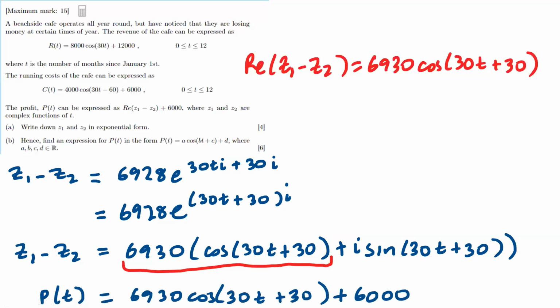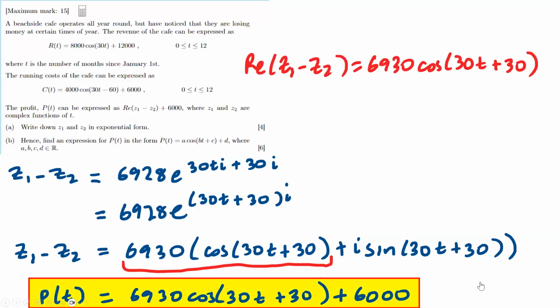Just writing down at the bottom of the screen now, that's our profit equation. And we're exactly in the form we were asked for. We were asked to write the profit equation as P of t equals A times the cosine of Bt plus C, plus D. We have this here. The value of A is 6,930. The value of B is 30. The value of C is 30. And the value of D is 6,000. So that would be our final answer to that question.